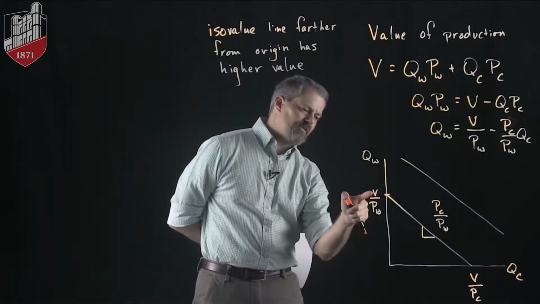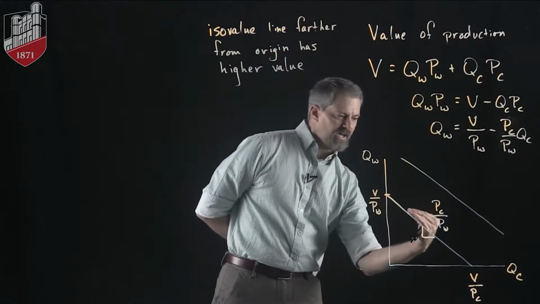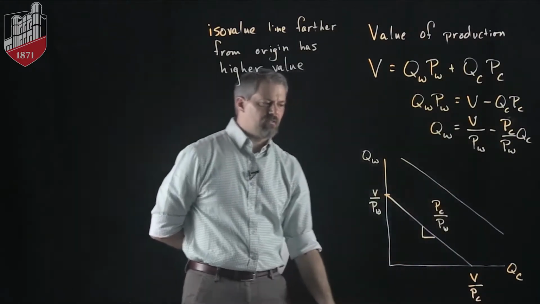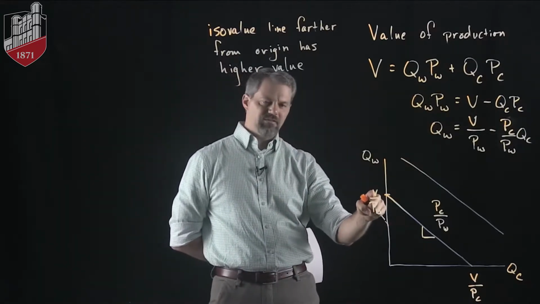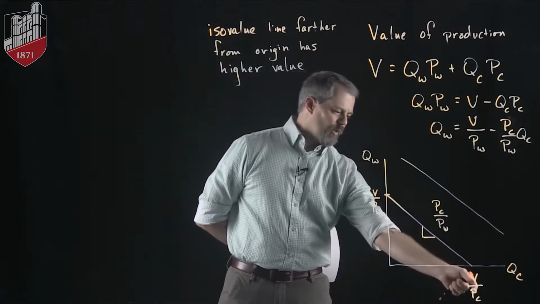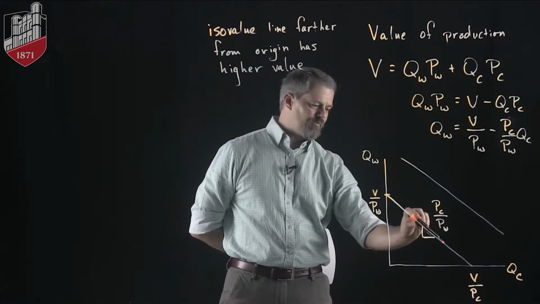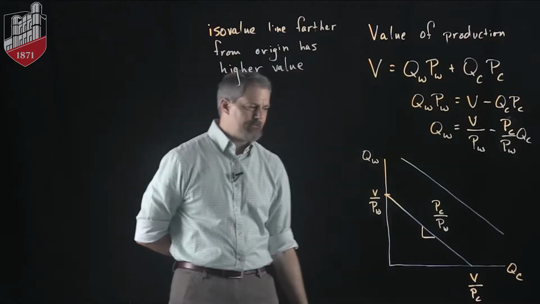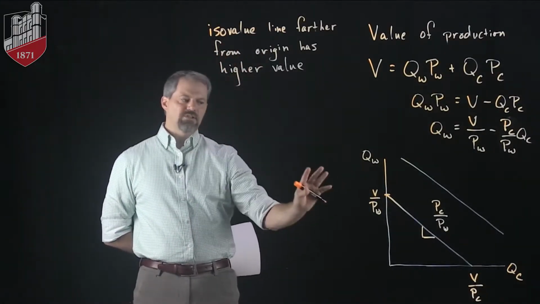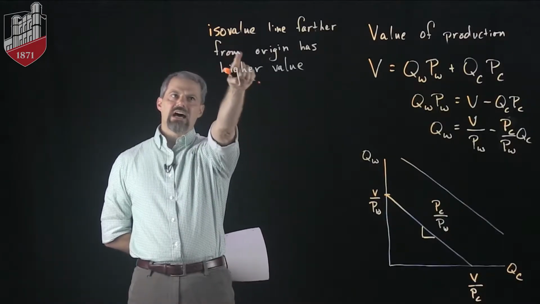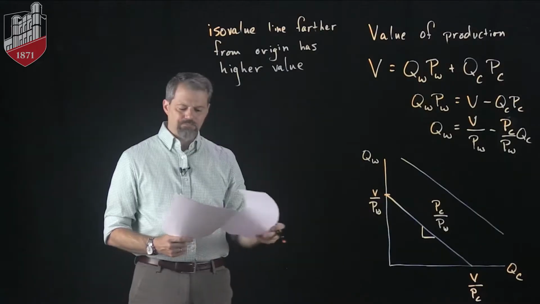If we were to increase V, then both of these intercepts would move out, and the ISO value line would shift out in the northeast direction. If we were to decrease V, then both intercepts would move towards the origin, and our ISO value line would move back in this direction. Okay? So the country or the person wants to get to the ISO value line that's farthest from the origin. That's going to be the goal.